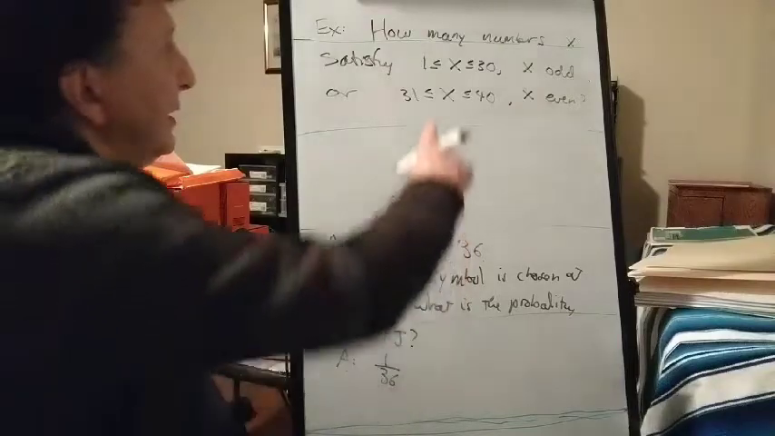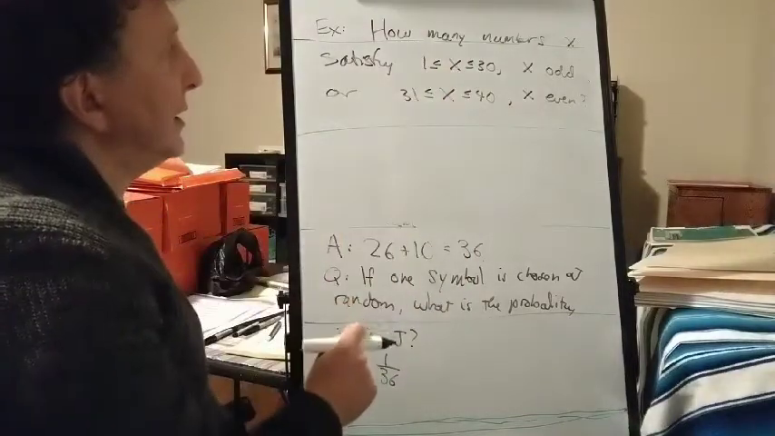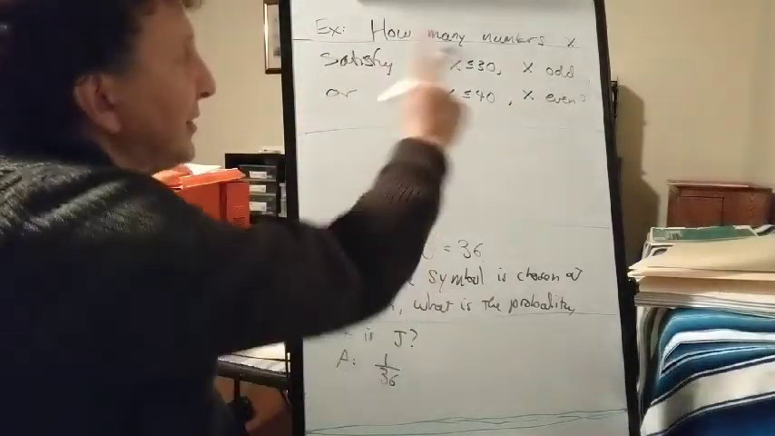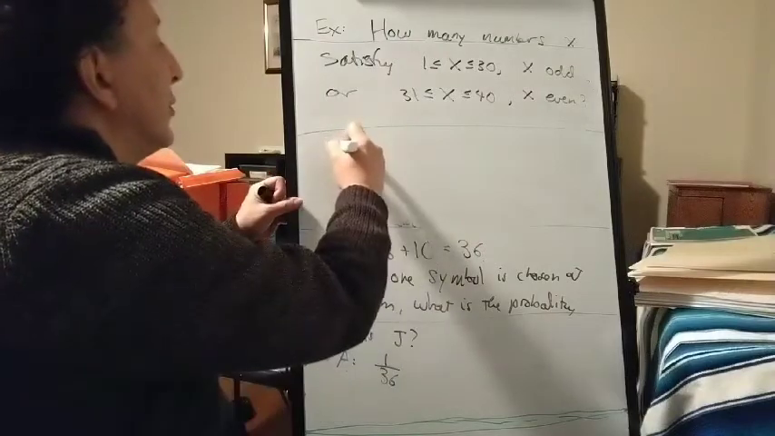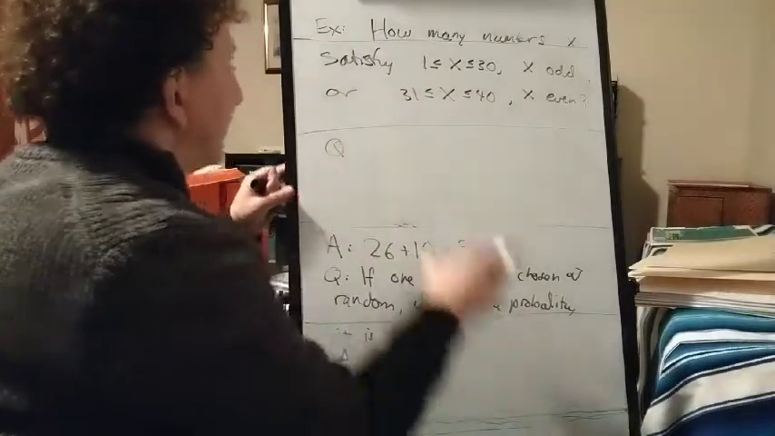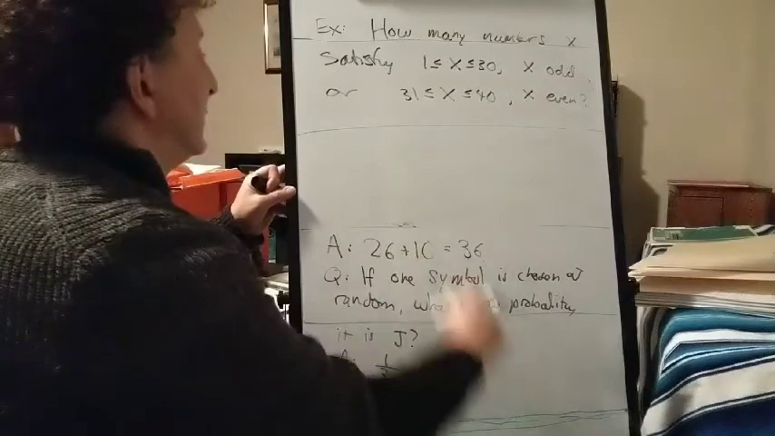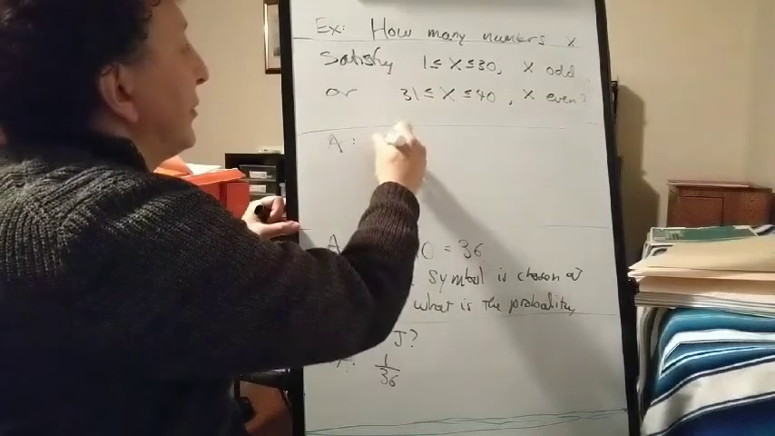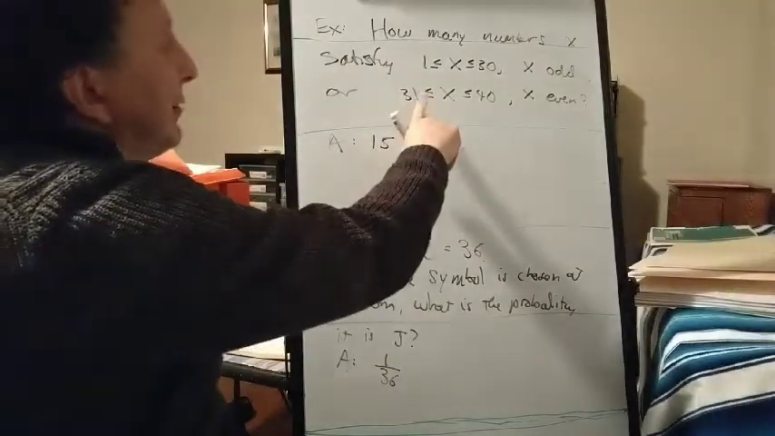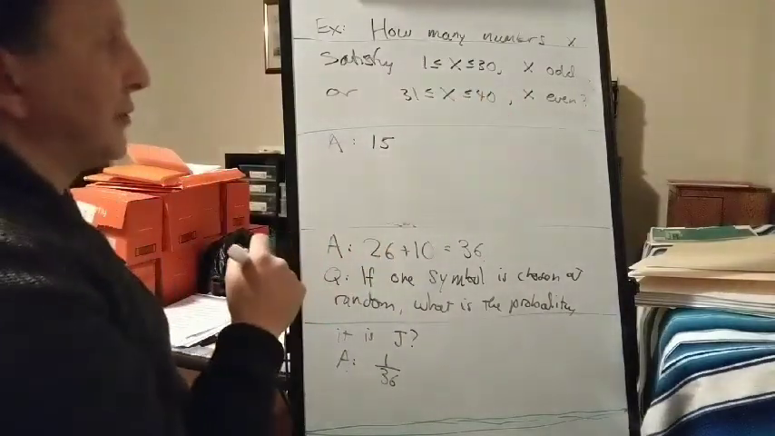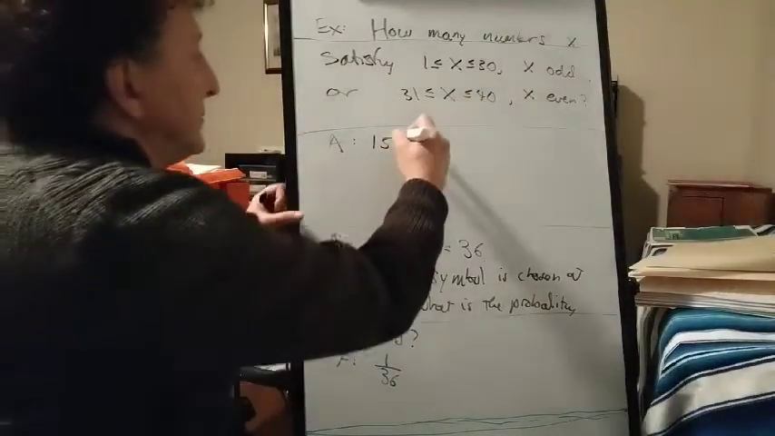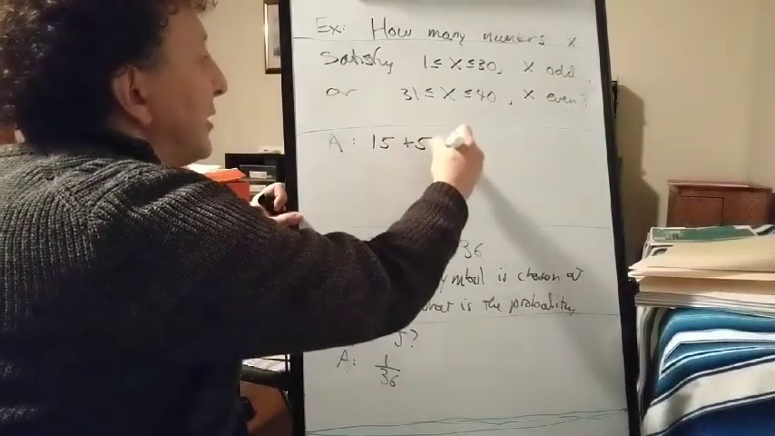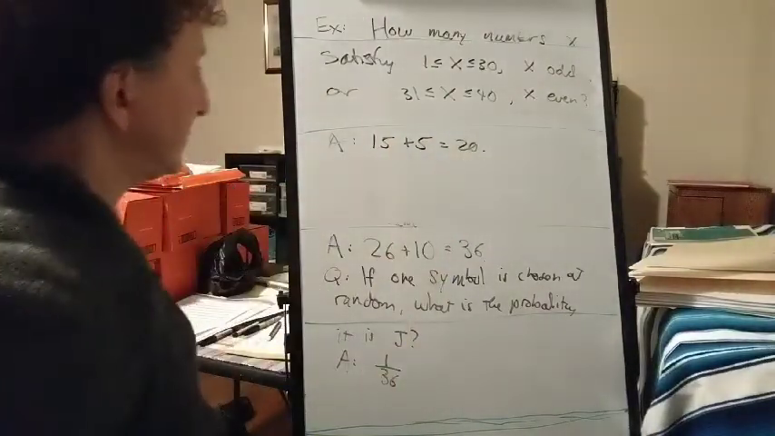So from 1 to 30, well, there's 30 numbers, half of them are odd. So the answer is there's 15 of those. And then here we basically have 1 to 10, and there's 5 of those that are even. So 15 plus 5 equals 20.